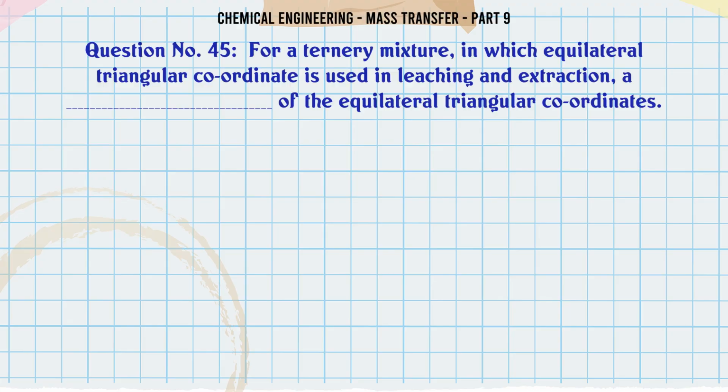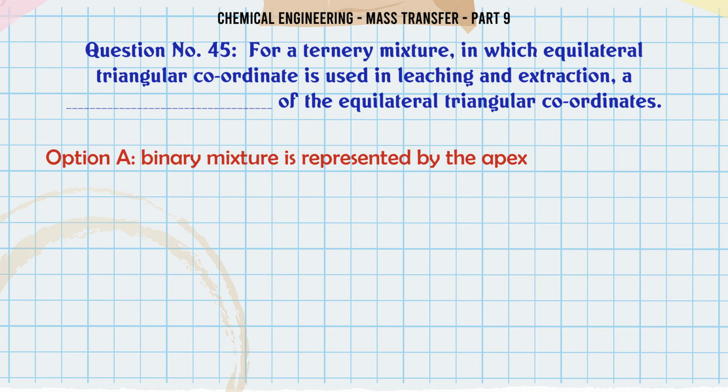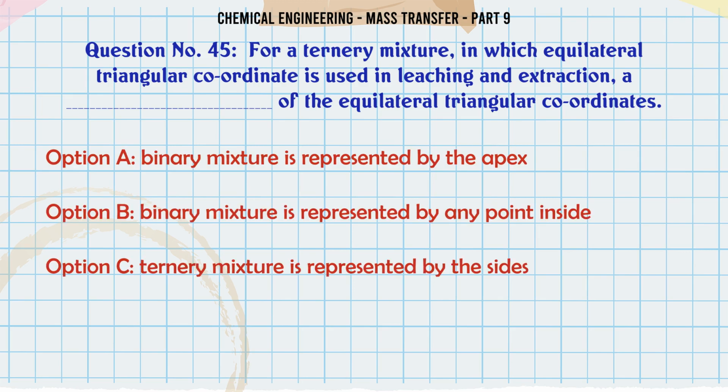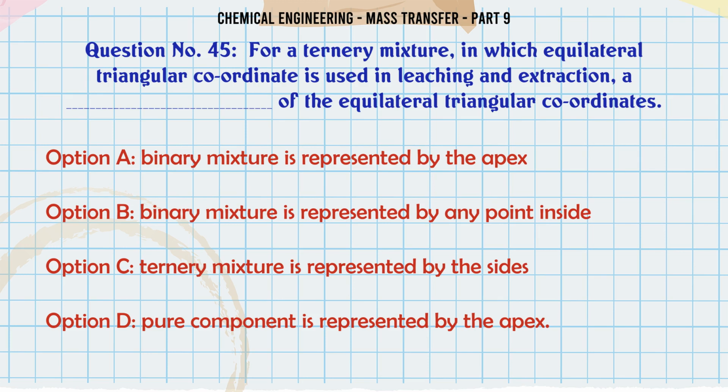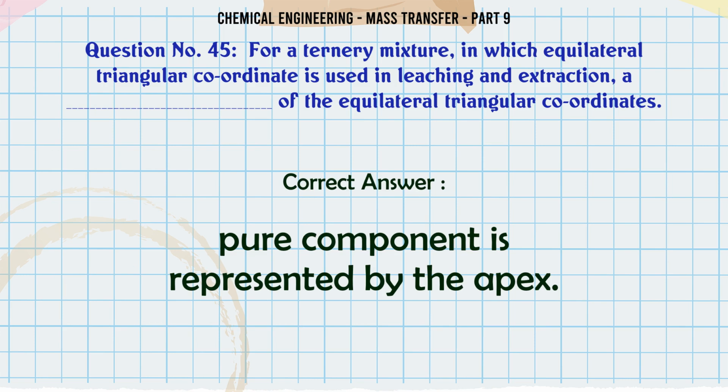For a ternary mixture in which equilateral triangular coordinate is used in leaching and extraction, A. Binary mixture is represented by the apex. B. Binary mixture is represented by any point inside. C. Ternary mixture is represented by the sides. D. Pure component is represented by the apex. The correct answer is pure component is represented by the apex.